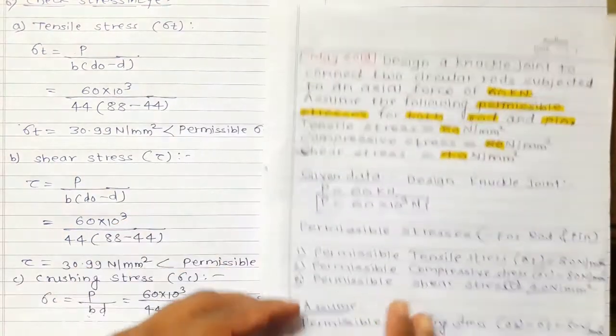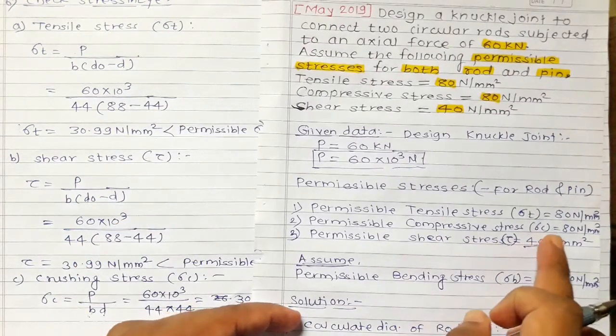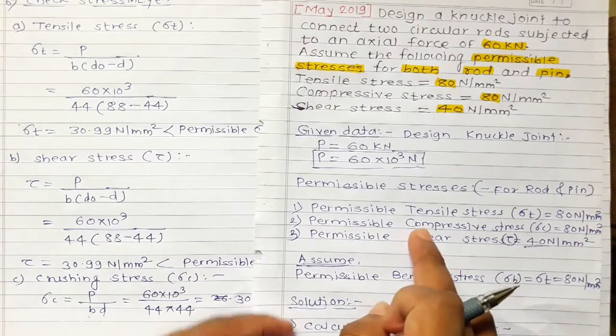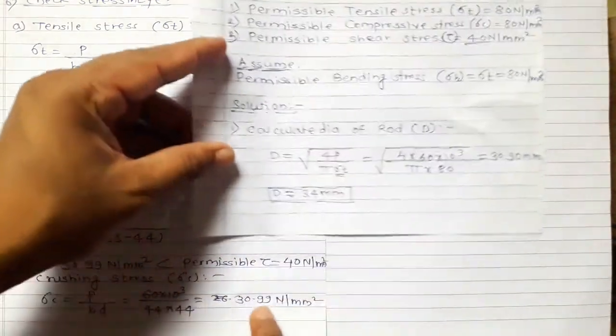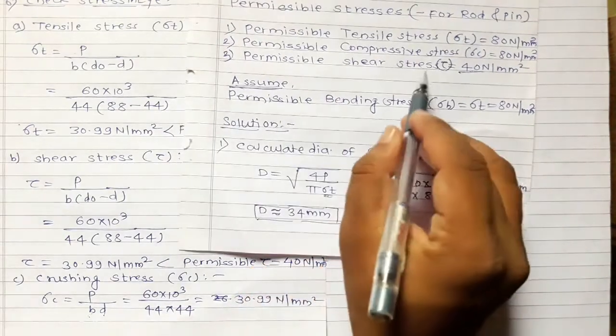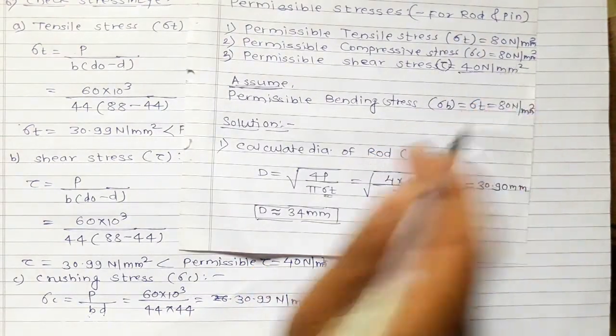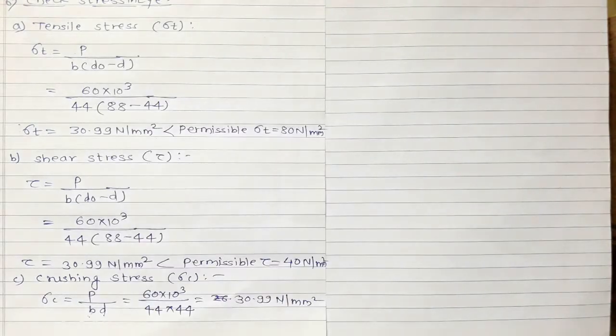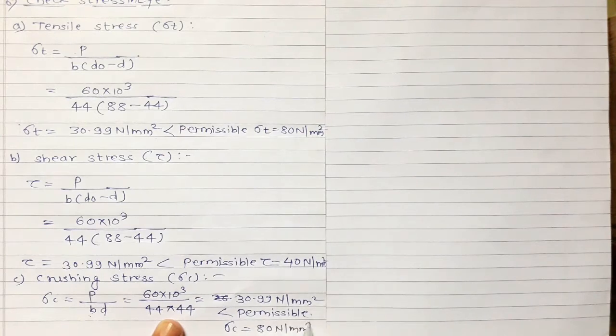We have to compare this value with the permissible crushing stress, and the permissible crushing stress value, written in the given data, is 80 Newton per mm square. Thus we can say that this induced crushing stress is less than the permissible compressive stress, and therefore design is safe. We write: less than permissible sigma c equal to 80 Newton per mm square.